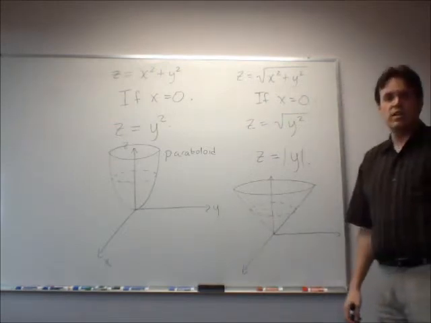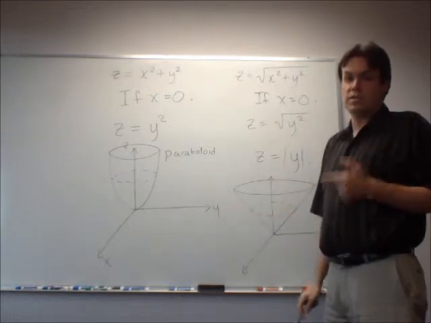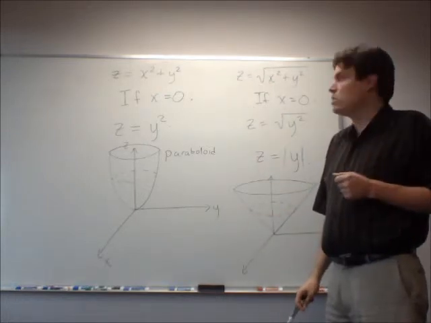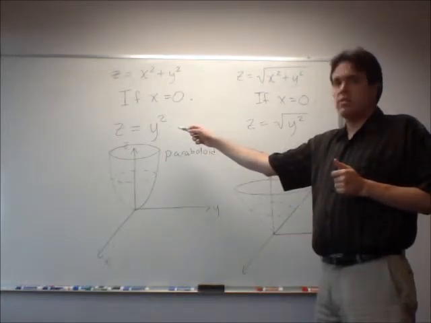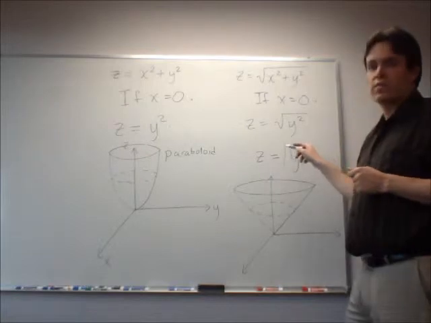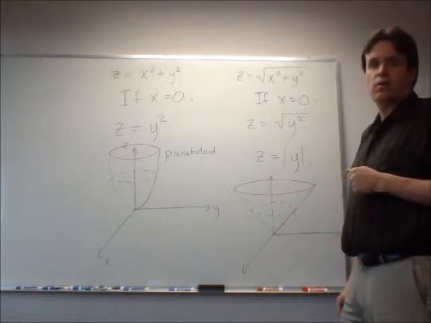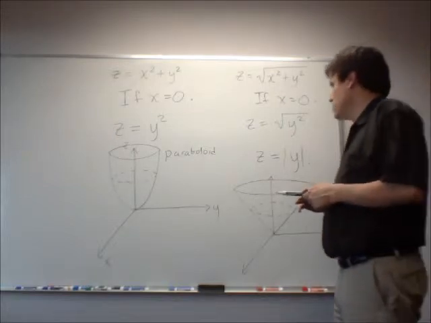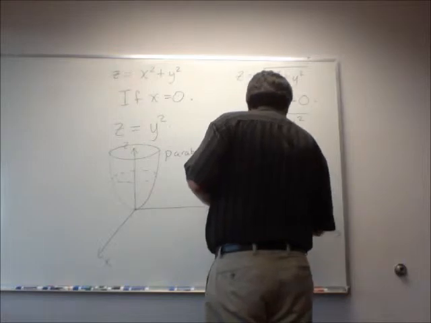Alright, so that's one way of telling the two apart: if you see the equation, just try setting one of the variables other than z, try setting x or y equal to 0, and see what kind of figure you get. You may get a parabola, in which case you're dealing with a paraboloid, or you may get an absolute value graph, in which case you're probably dealing with a cone. Okay, so that's one way of telling those two apart. Now, just to give one more example, suppose I give you a different equation.